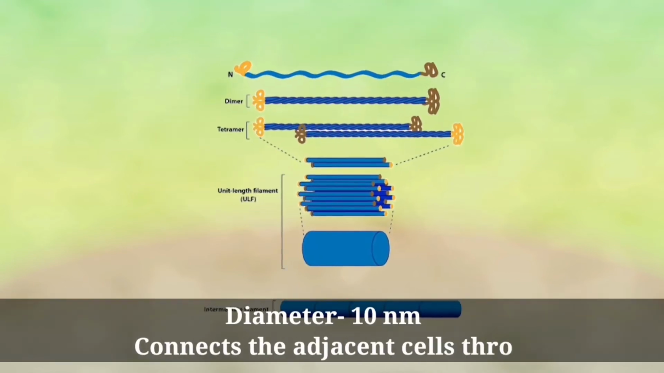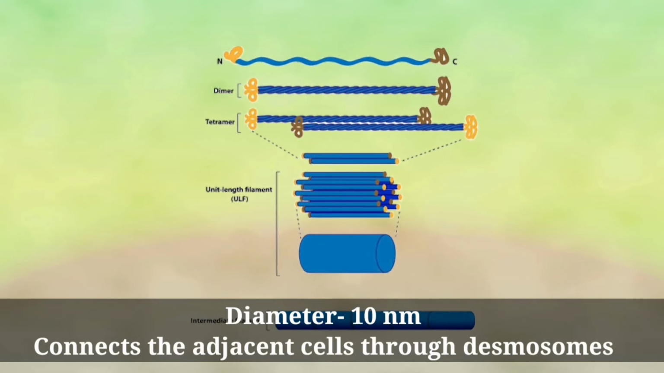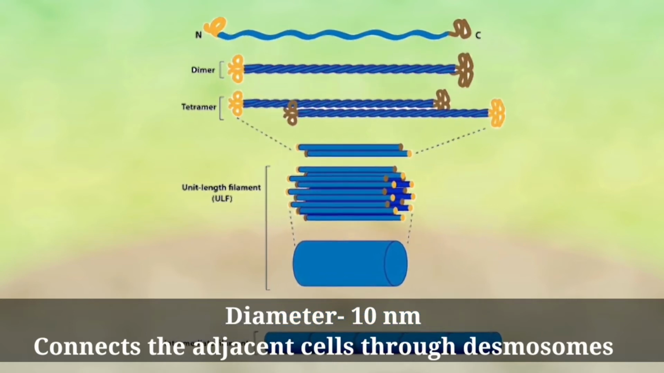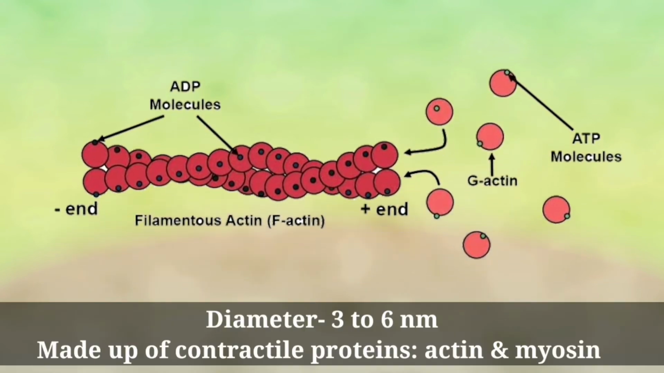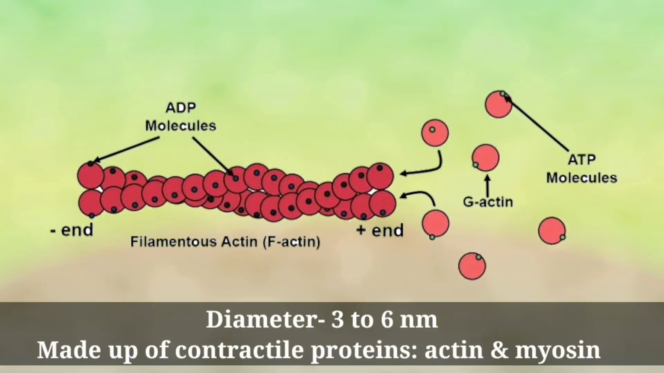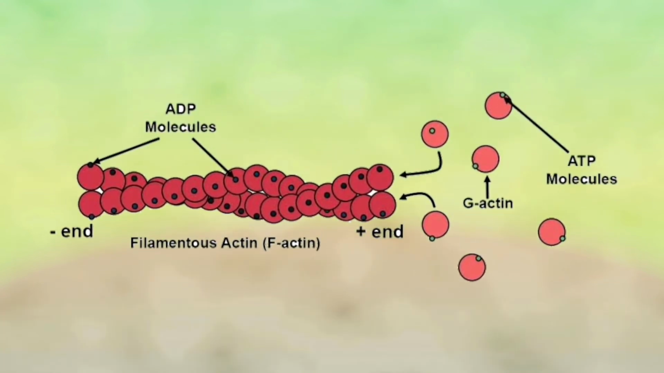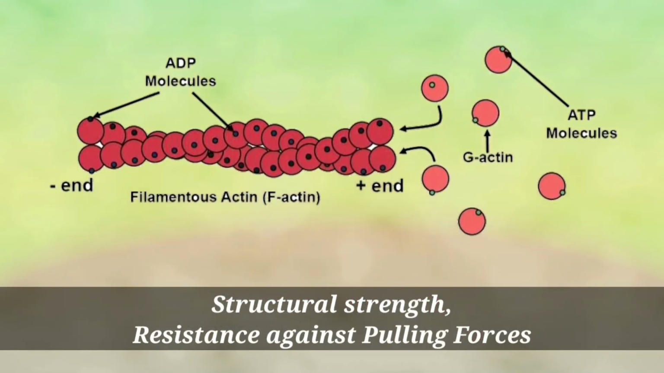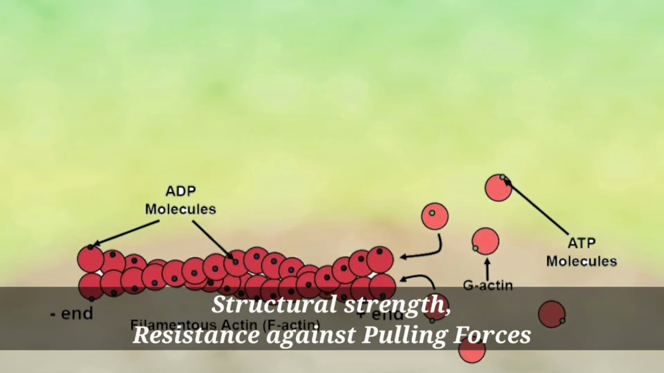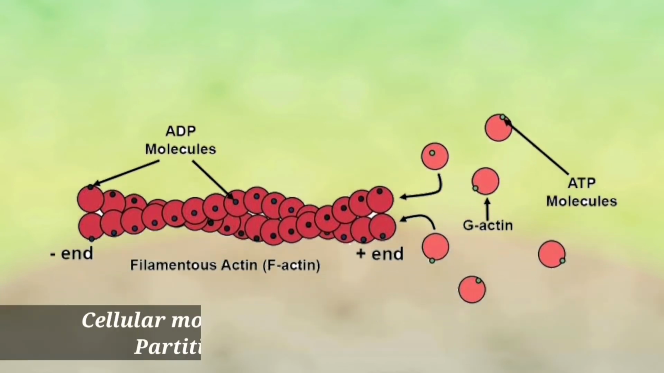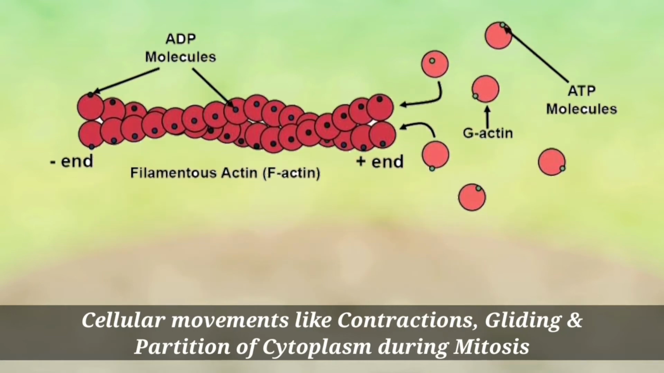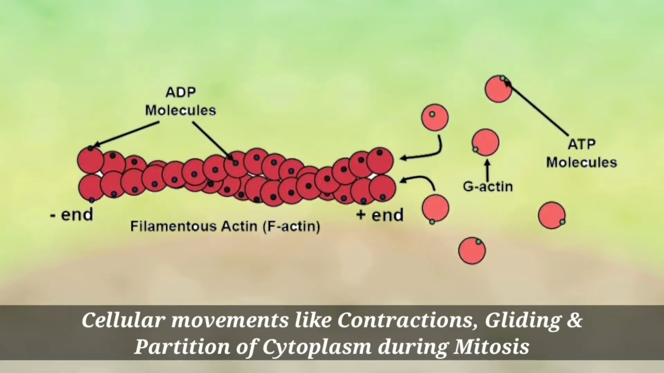The intermediate filaments helps to maintain the shape of the cell and they connect the adjacent cells through desmosomes. Microfilaments are made up of contractile proteins like actin and myosin. They give structural strength to the cell, provide resistance against pulling forces, and they are responsible for cellular movements like contractions, gliding, and partition of cytoplasm during mitosis.